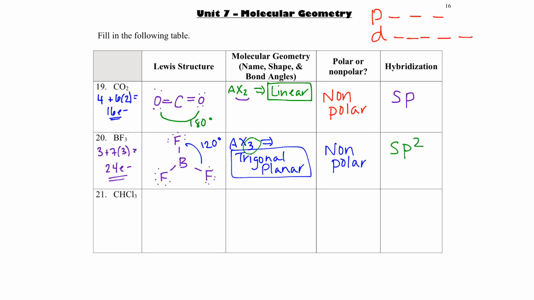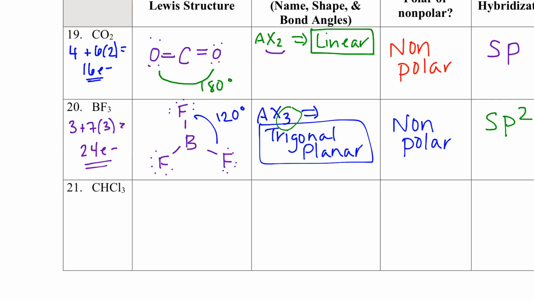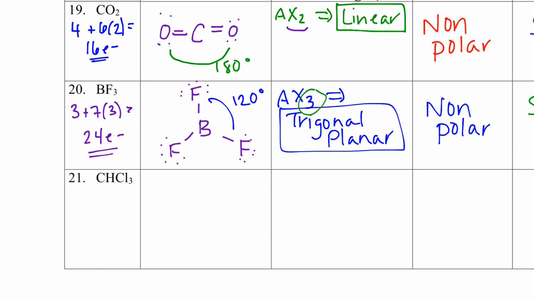Okay? Next up, CHCl3. So same thing. Total number of electrons first. So we'd have 4 plus 1 plus 7 times 3. So that gives us 26. Central atom in this case is carbon, because we said if you have carbon, it'll always be the center.